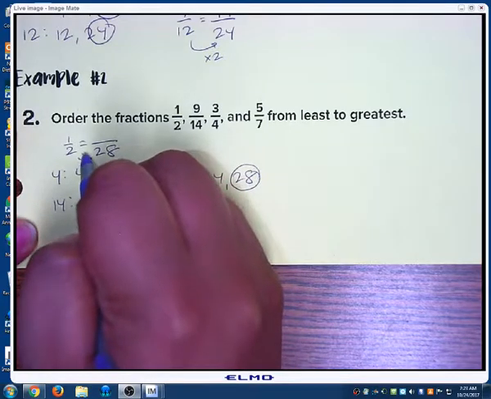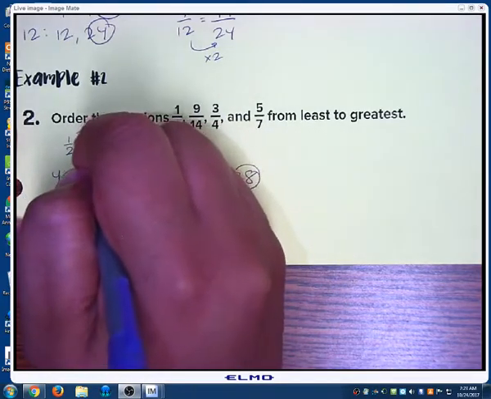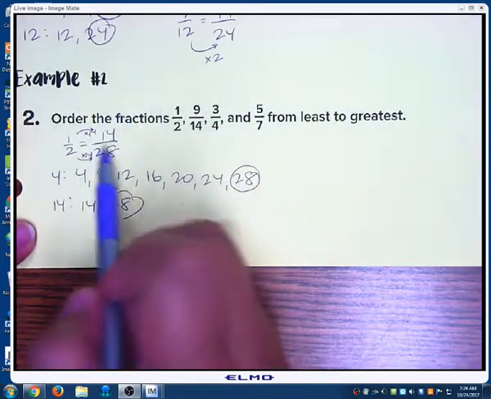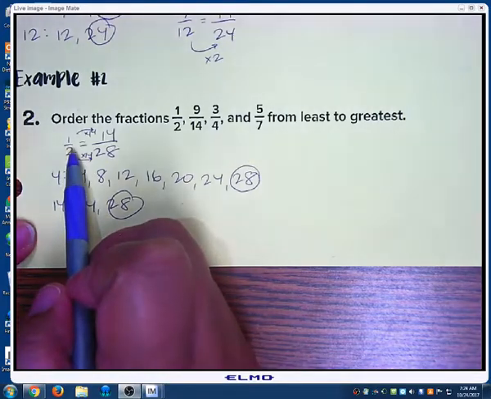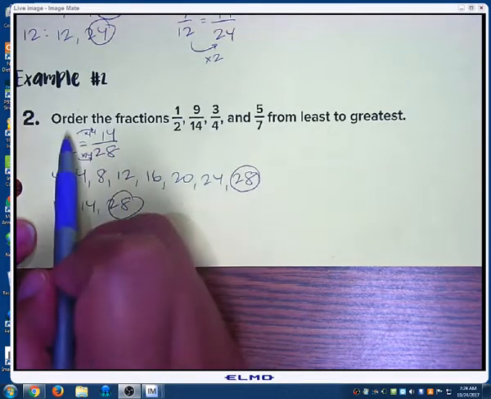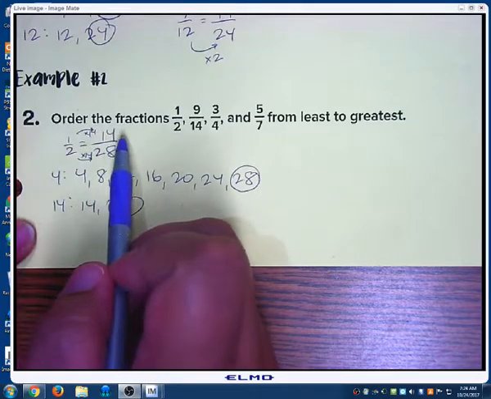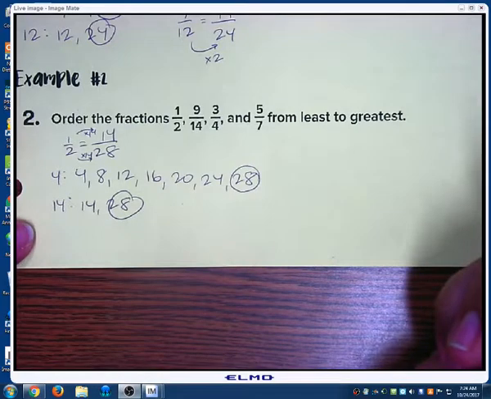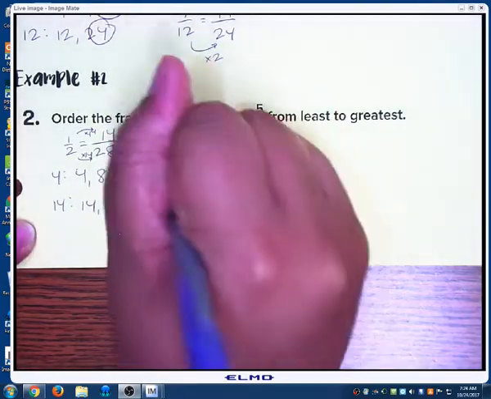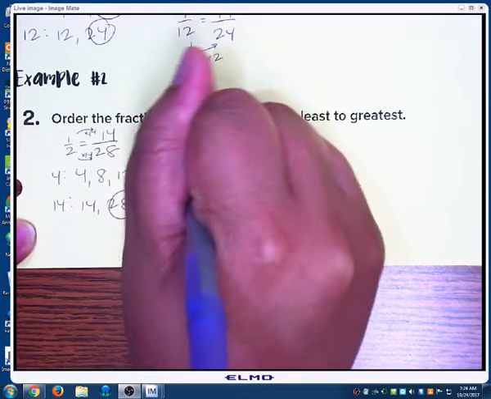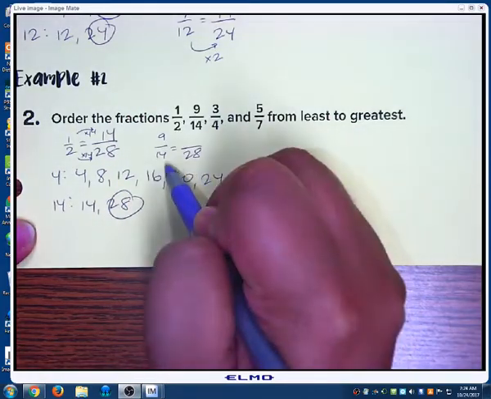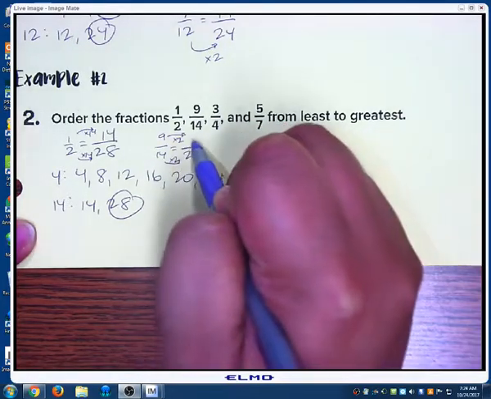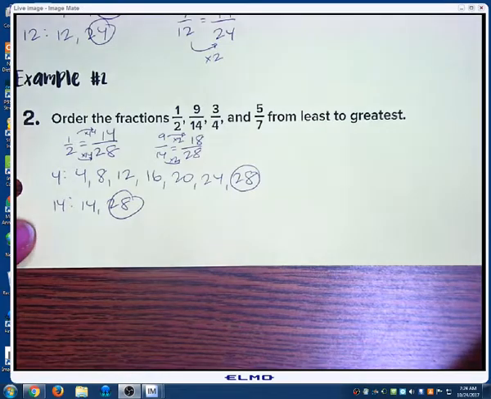That's multiplying by 14. So do the same thing to the top, and I get 14 over 28. Hopefully you can see that. It's a little small, but I multiplied 2 times 14 to get 28. So do the same thing to the top, which is 1 times 14, and I get 14. So that's 1/2. So now let's change 9 over 14. How do I get 14 to 28? I just multiply by 2. So the same thing to the top. 9 times 2 is 18.